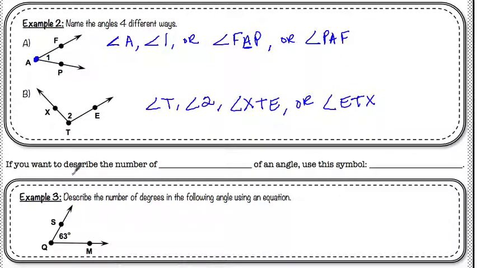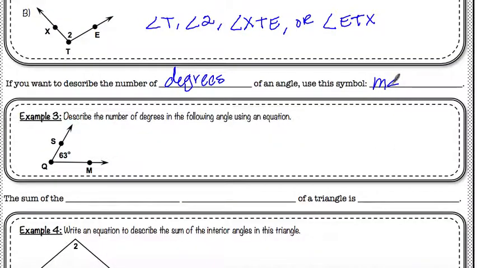This says if you want to describe the number of degrees of an angle, use the symbol, the measure of, okay? Measure of angle. So this is a lowercase m with an angle symbol, and then you would put the name of the angle here. So the measure of angle 1 or the measure of angle ETX. Okay, so we're going to use what I just wrote there, that measure of angle. We're going to use that for the following example.